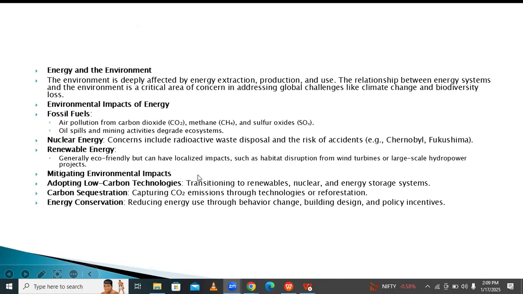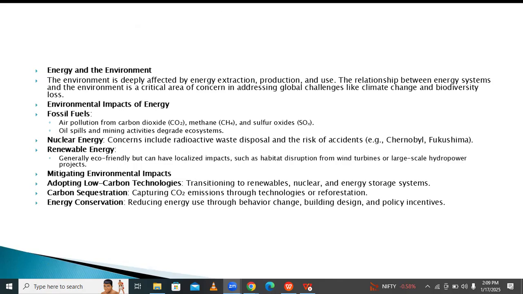Then next, mitigating environmental impacts. These are the three important concepts that come under mitigating environmental impacts. First one, adopting low carbon technologies. The next one, carbon sequestration, and energy conservation. So these are the three important concepts under mitigating environmental impacts.